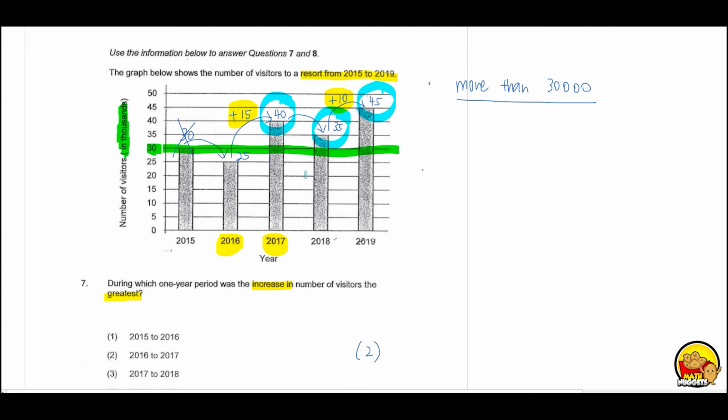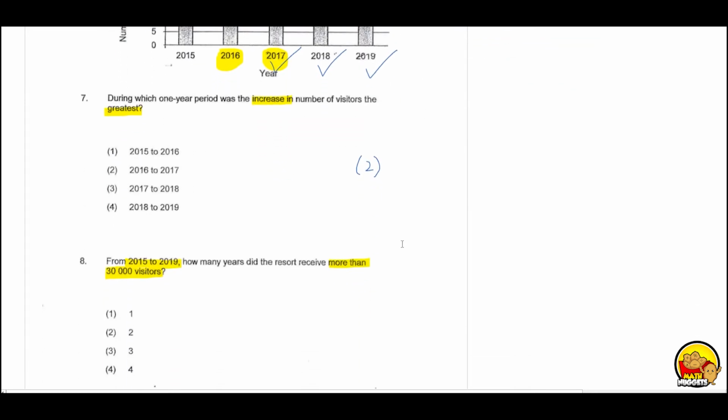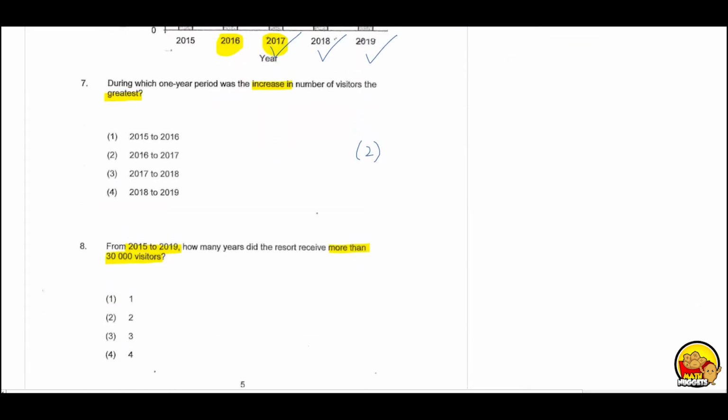So that gives us 3 years. We have 2017, yes, 2018, yes, and 2019, yes. So back to question number 8. How many years? 3 years.